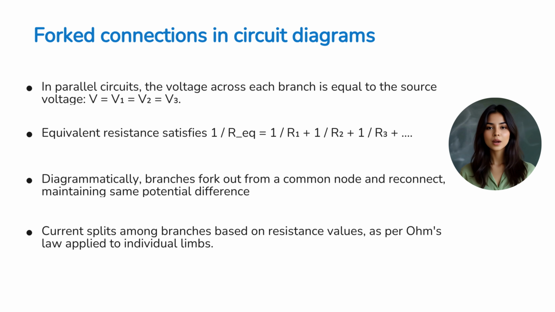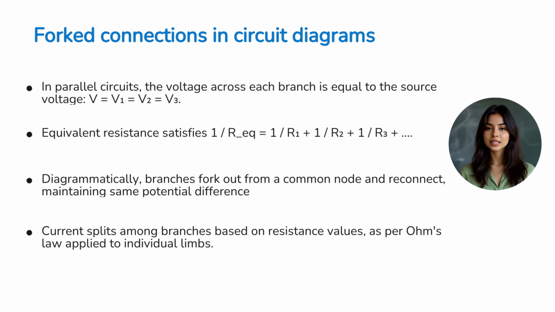Switching gears, now let's explore parallel circuits. Imagine a multi-lane highway where cars split into different lanes. That's how current behaves in parallel circuits. In these circuits, different components, say resistors, are connected across the same 2 points, forming branches or forks. The voltage across each branch is the same as the source voltage, so we say voltage V equals V1 equals V2 equals V3 and so on.